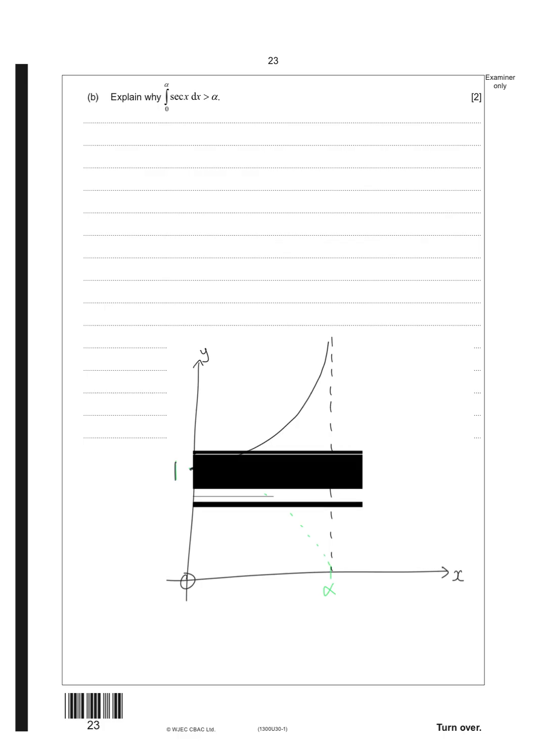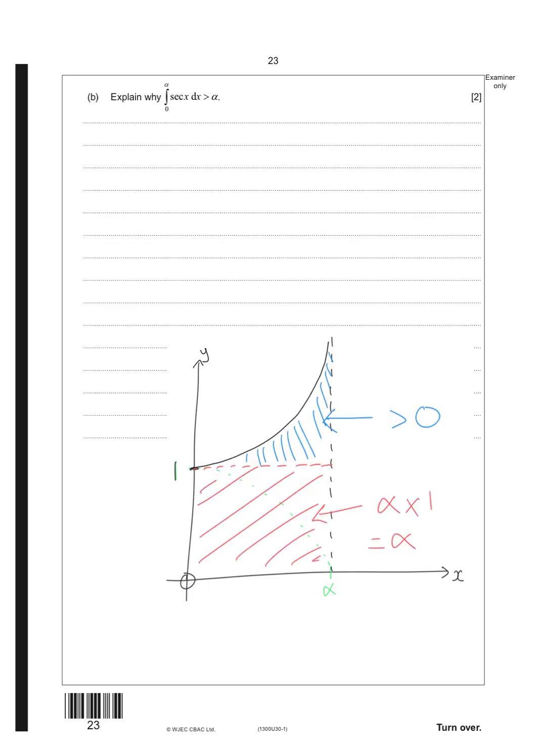Now, what's really important to note about this area here is it's a rectangle, and it's a rectangle with base alpha and height 1. So the area of that is alpha. The important thing to note about this is there is a region that I've coloured in, which means the area here is greater than 0. Okay, which means that this integral is made up of 2 parts, one of which is the same as alpha, and the other one which is greater than or equal to 0.